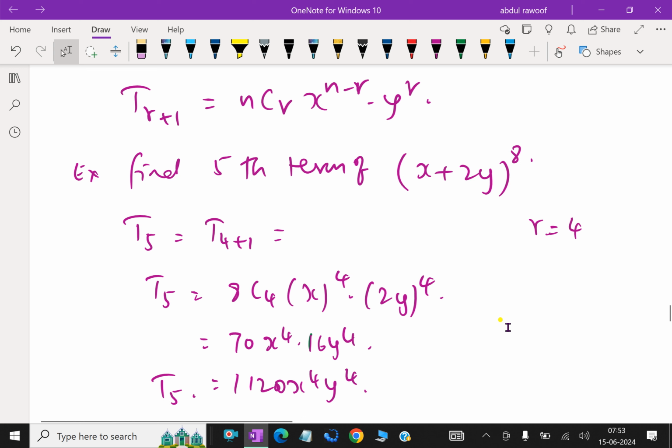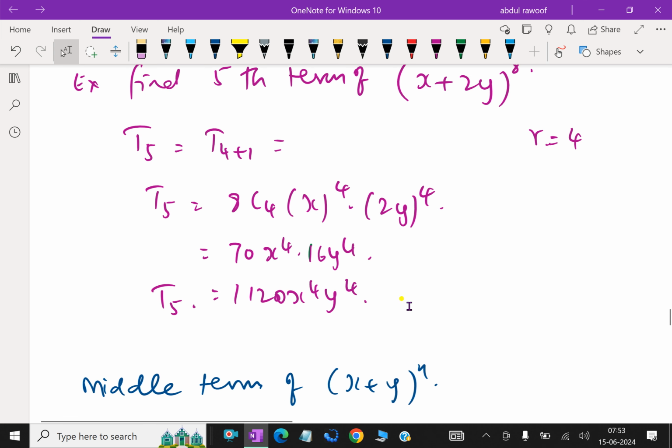Let's check 8C4 here. 8C4 is 70. 70 into 2 power 4, which is 16, gives 1120 x power 4 y power 4. This is the fifth term of this expansion.